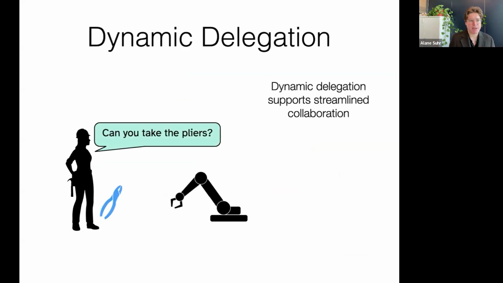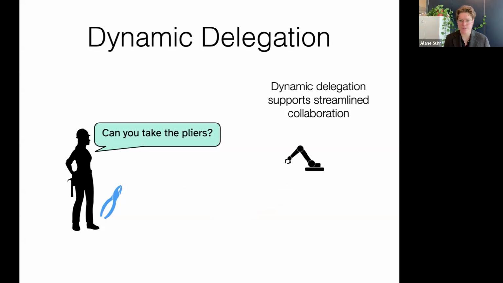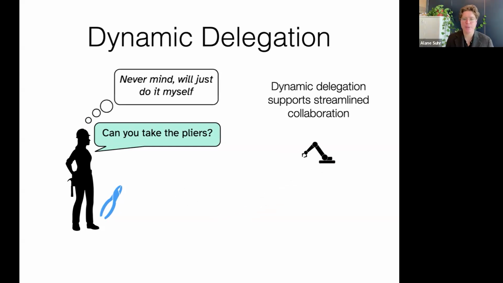So one unique aspect of these collaborative scenarios is that both of the agents can act in the world simultaneously or in turn, but critically, they can both influence the state of the world. So this supports a lot of really interesting dynamics that we don't see in single agent or single turn interactions. For example, we have the ability to dynamically delegate tasks. So if our user says, can you take the pliers, and the system runs away to the corner of the room, this is obviously not great, but the user can decide instead that they're just going to do it themselves and maybe issue a simpler instruction to the system.